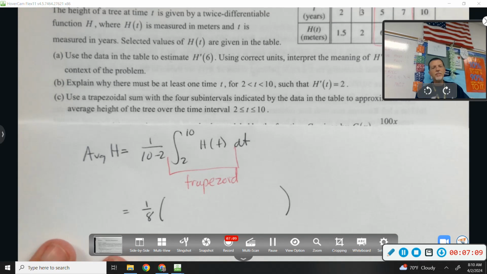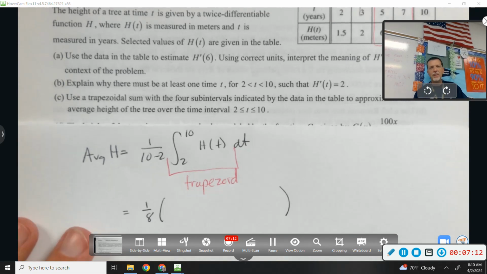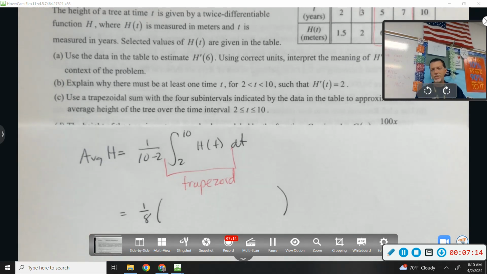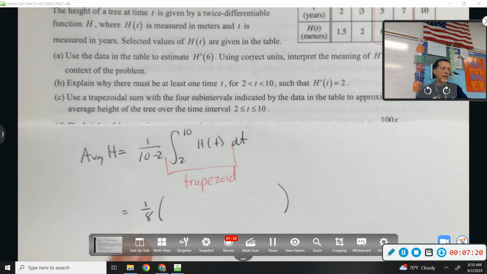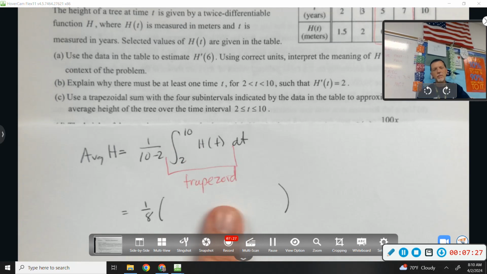And I guarantee you a very common mistake on that is to do the trapezoidal rule right from 2 to 10. No problem, because that's what it told you to do. But forget to divide by 8. My guess is there's probably 2 or 3 points for this problem, and you probably get 1 point for doing the trapezoid rule right, but you won't get the other points if you forget the 1/8.